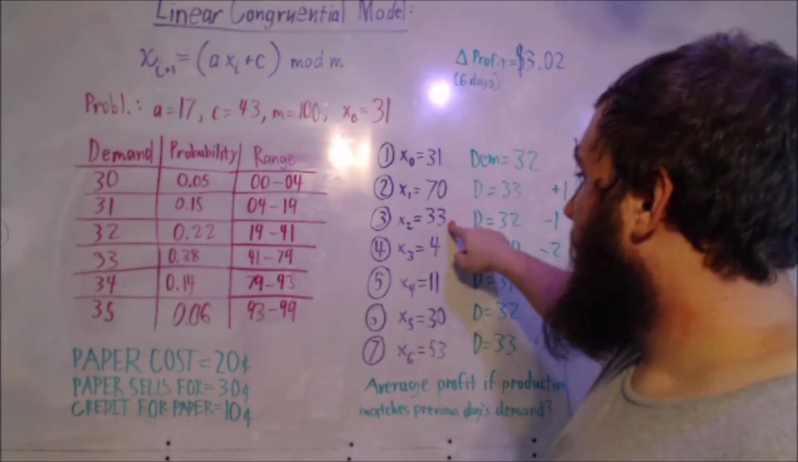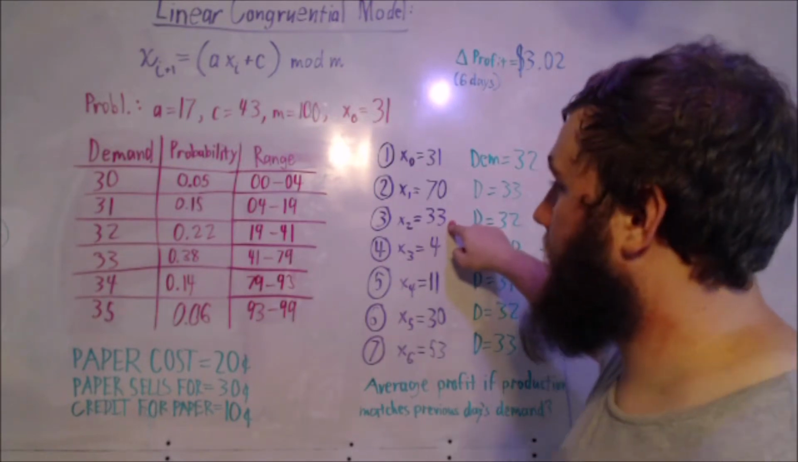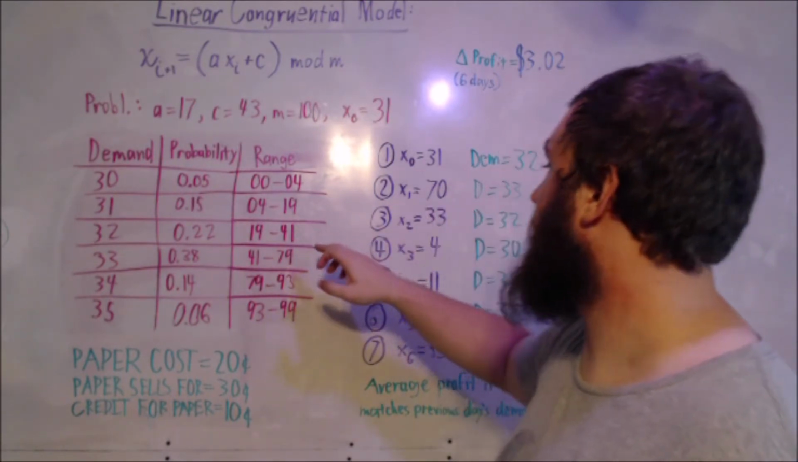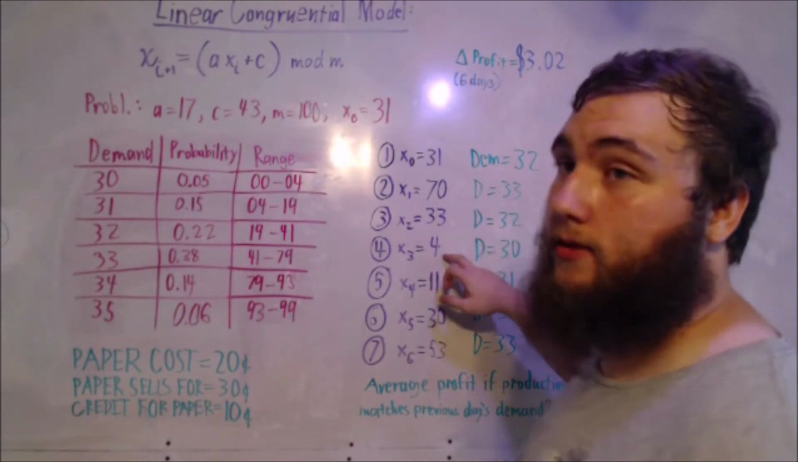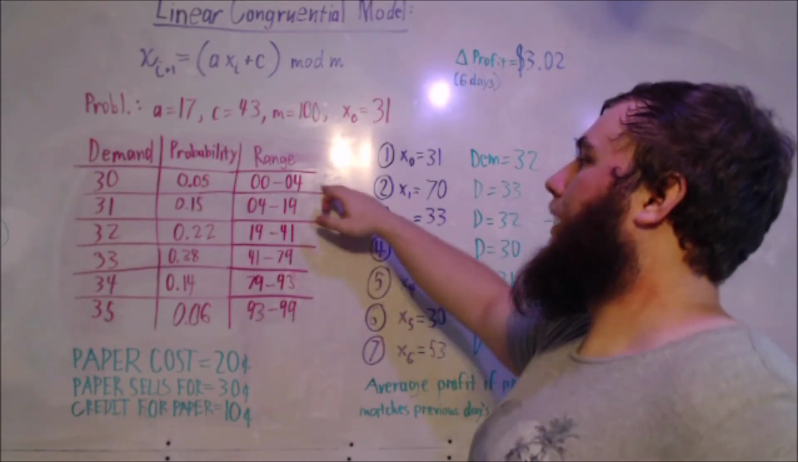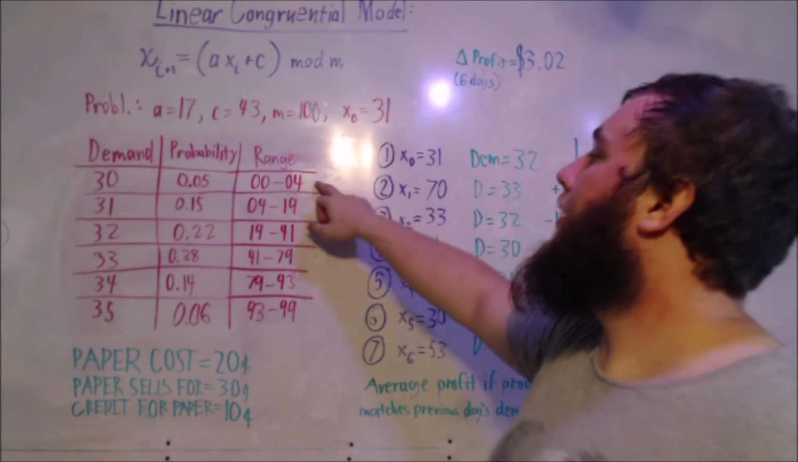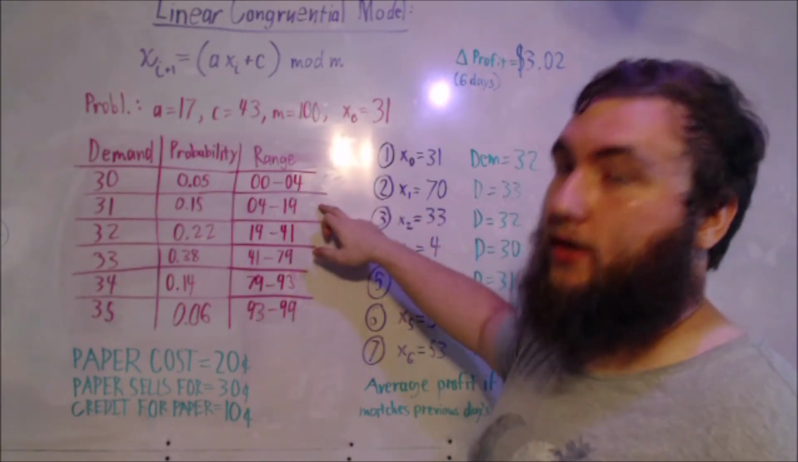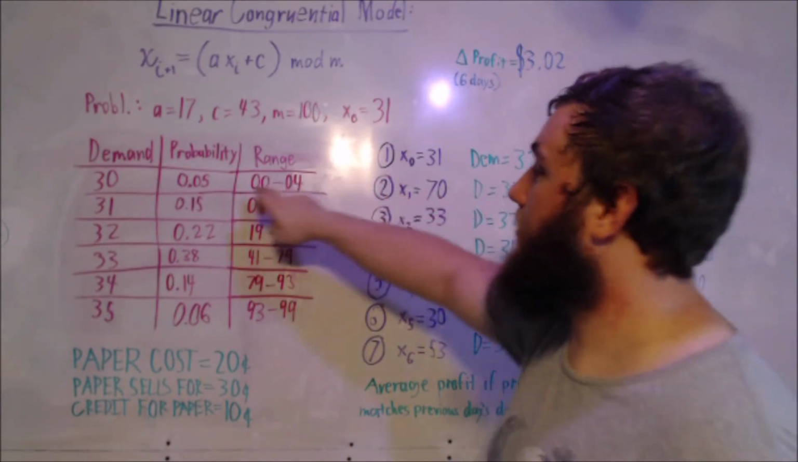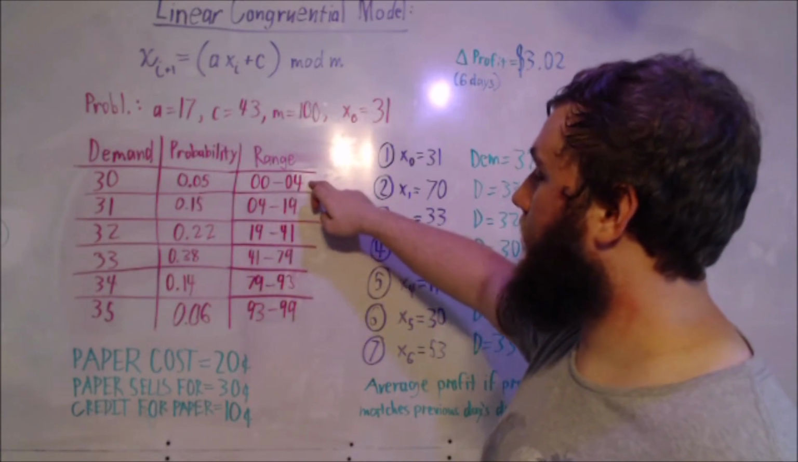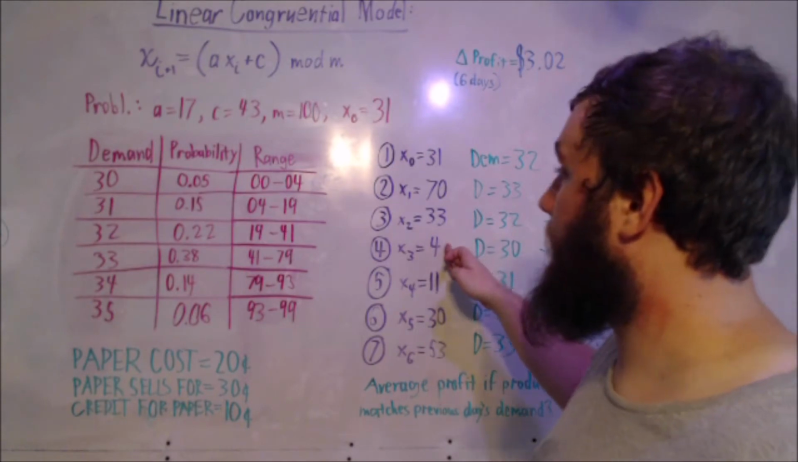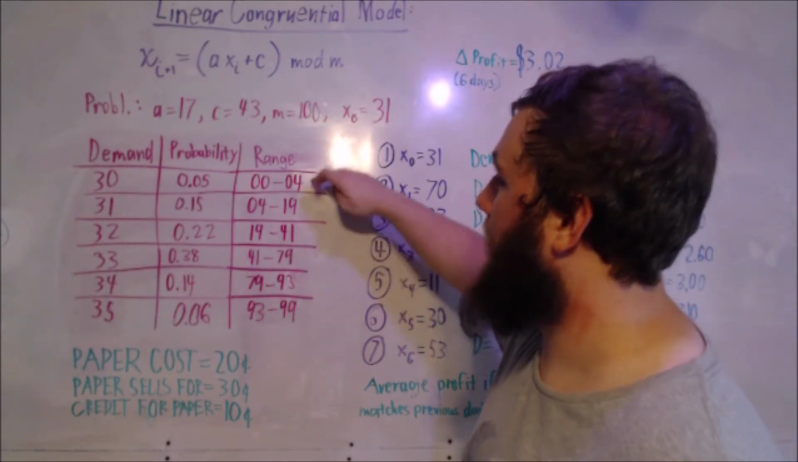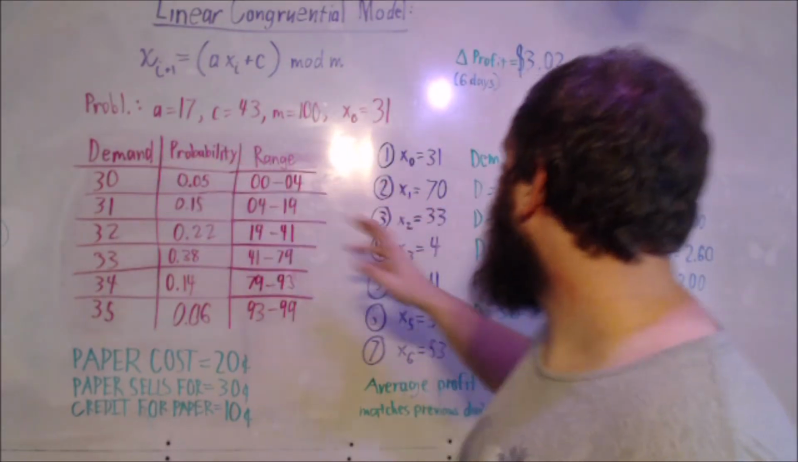This day, 33 is the random number. All right, awesome, that's between 19 and 41. There's a demand of 32. Oh, there's a random number of 4. Hey, range of 0 to 4. Or is it this one? Remember I said the range that includes 4 is this one, not that one. So when the random number is 4, it goes into this one, and that'll be a demand of 30.